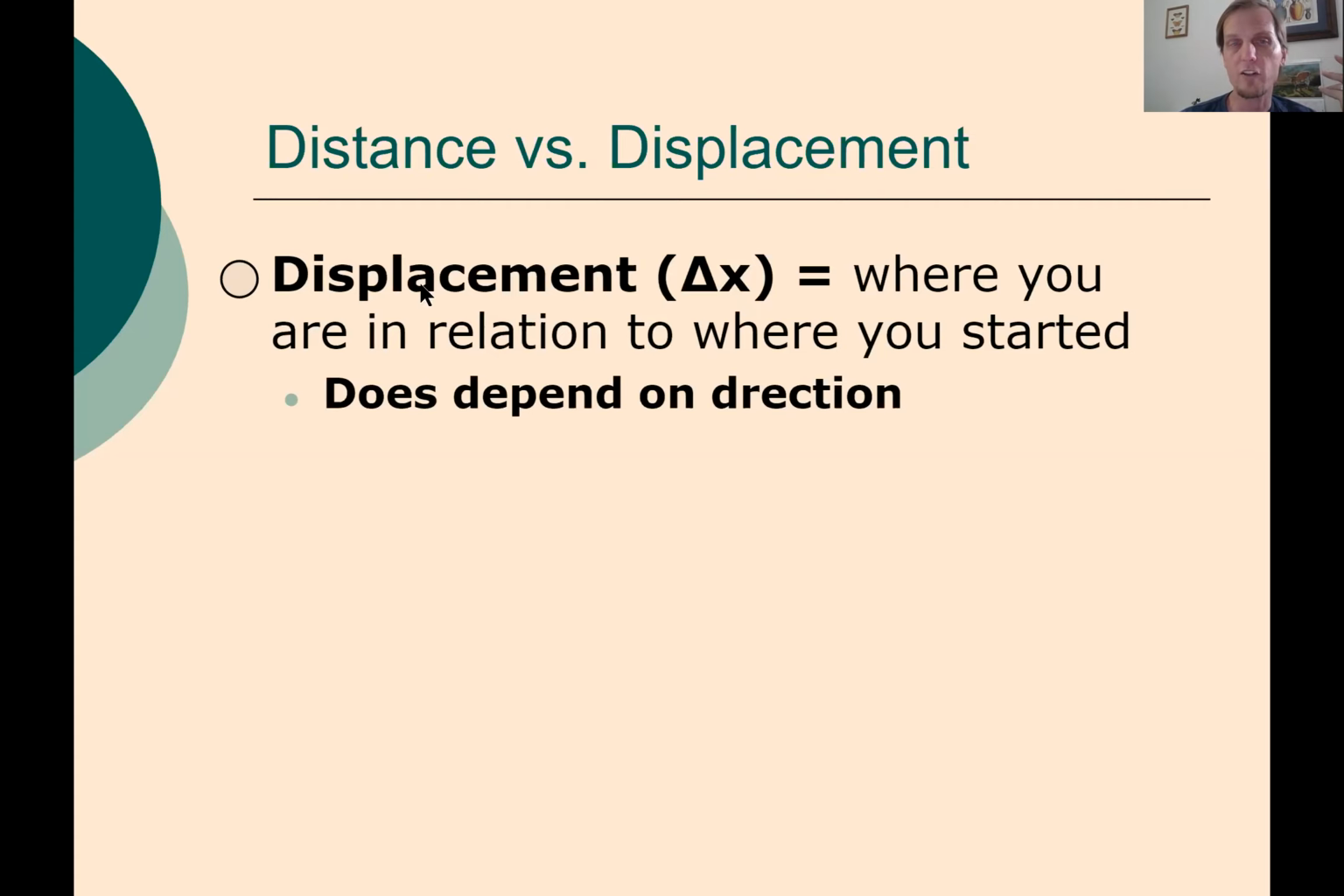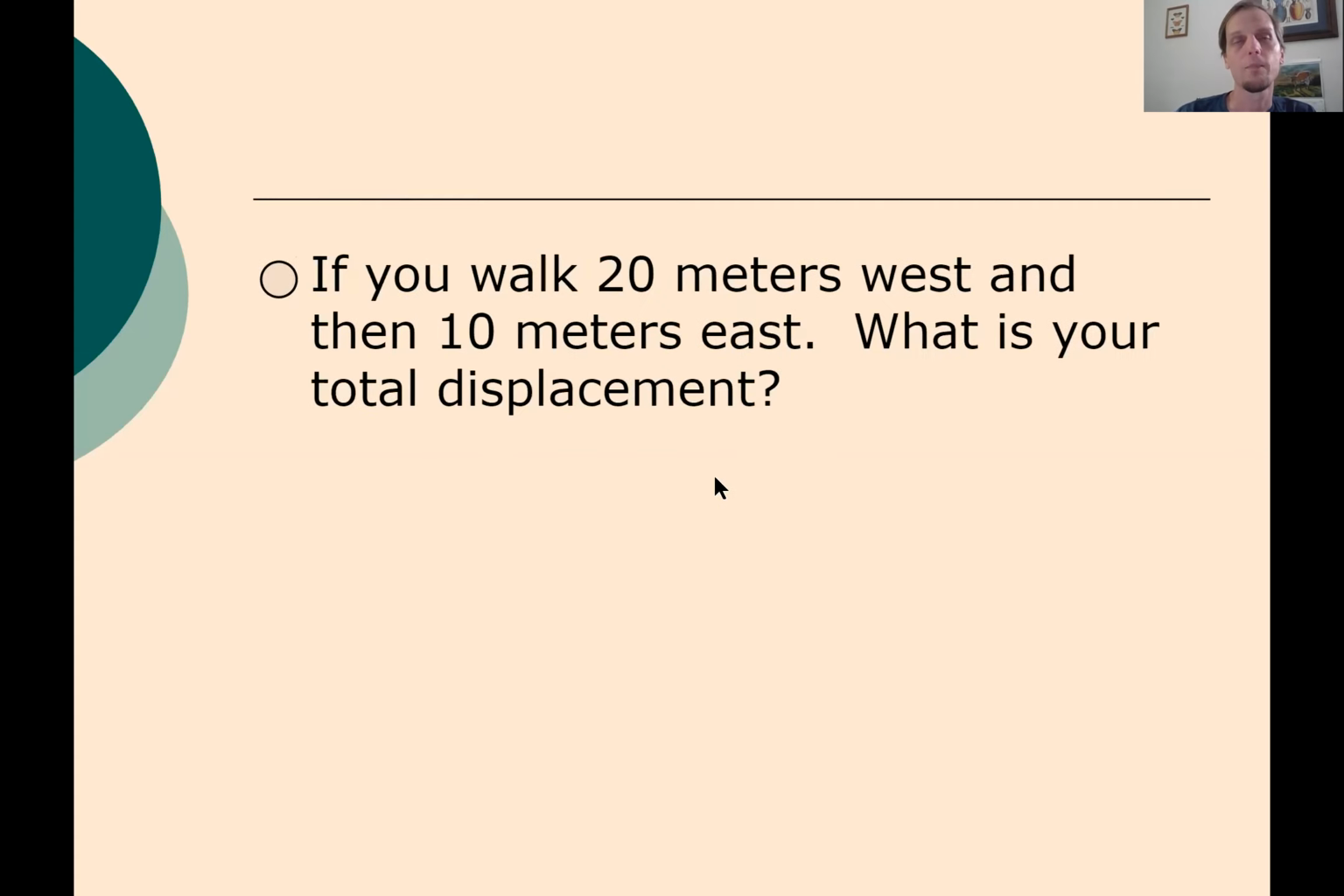A change in x, that is displacement, is where you are in relation to where you started. I started at my house, and where am I going to be in the end? I've been displaced 75 yards. How far did I travel? 1.5 miles to get there. Displacement does depend on direction, okay? So distance is only how far you travel. Displacement depends on direction. So let's go back to our question. If you walk 20 meters west and then 10 meters east, what is your total displacement?